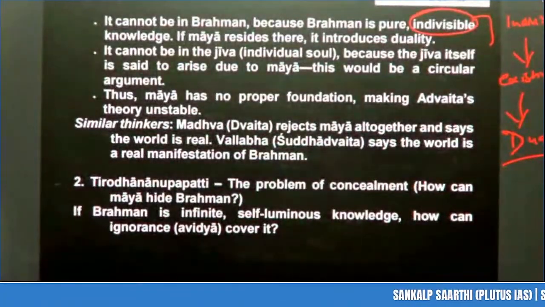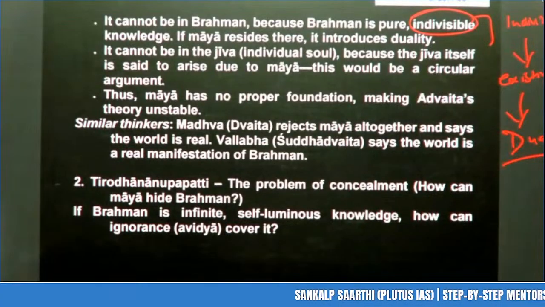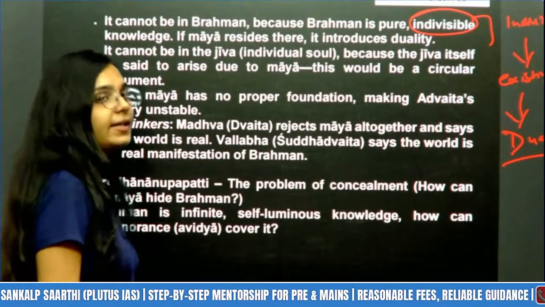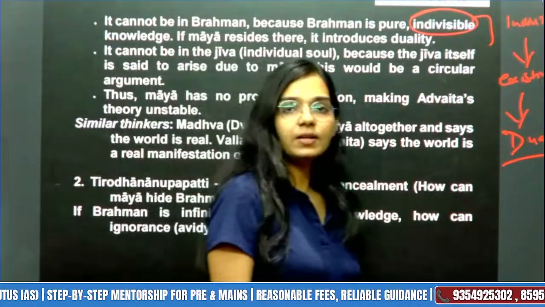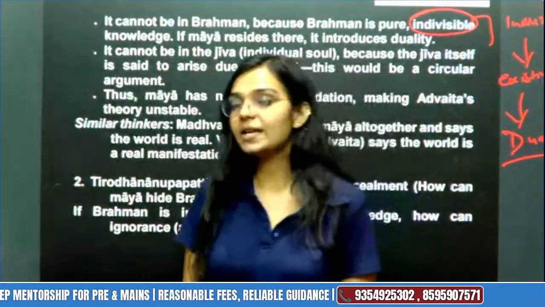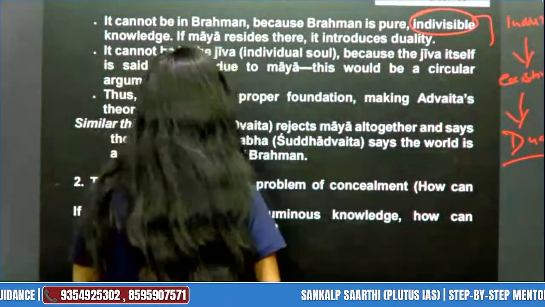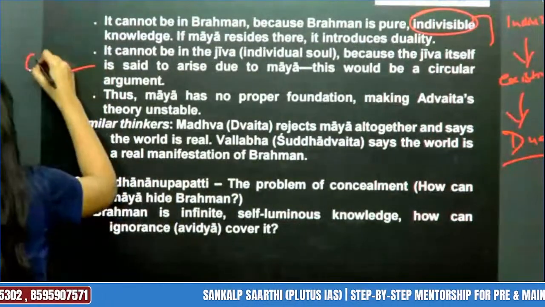Second, it cannot be in the Jiva, the individual soul, because the Jiva itself is said to arise due to Maya. So this would be circular, right? Jiva itself takes birth from Brahma through Maya. But if you are saying that Maya is residing in Jiva, then this is a circular argument.